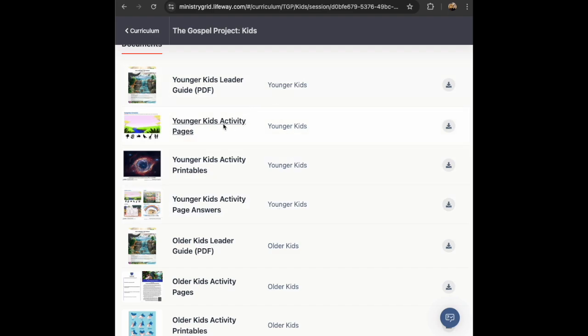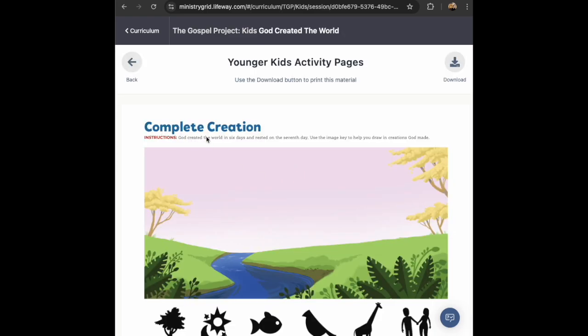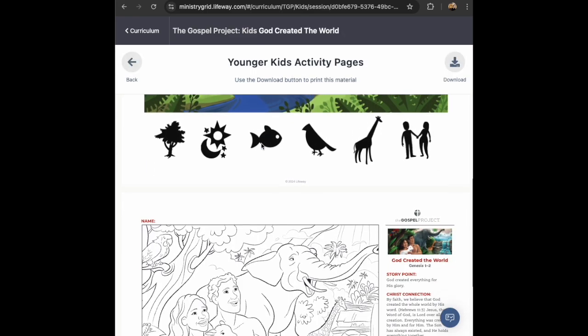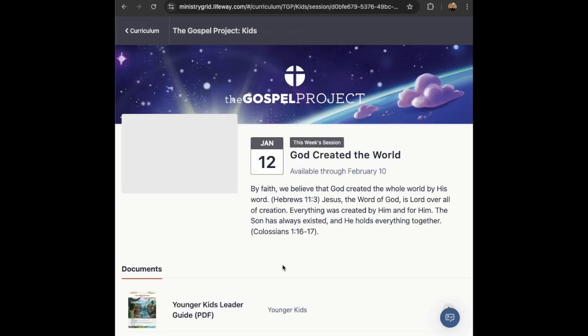But for the kids activity pages, you find it here. Click on it. It has a complete creation page. You could print this out, and there's a coloring page as well. And this has all the summary at the right side. This should be good for them as well.